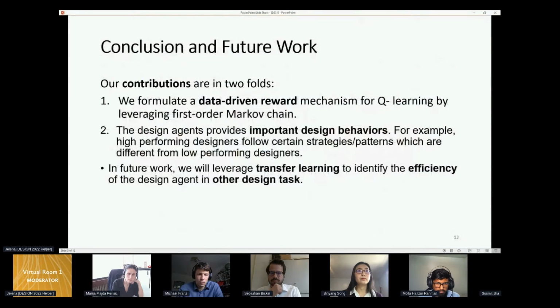In conclusion, our contributions are twofold. First, we formulate a data-driven reward mechanism for Q-learning by leveraging first-order Markov chain model. And second, the design agent provides important design behavior. For example, high-performance designers follow certain strategies. In future work, we will leverage transfer learning to identify the efficiency of design agents in other design tasks.